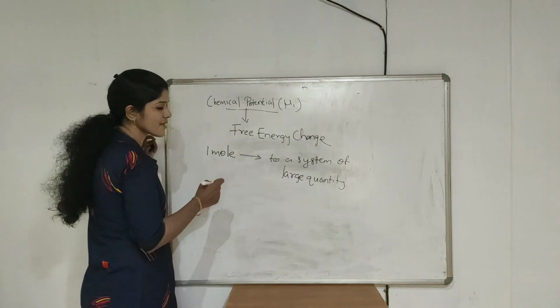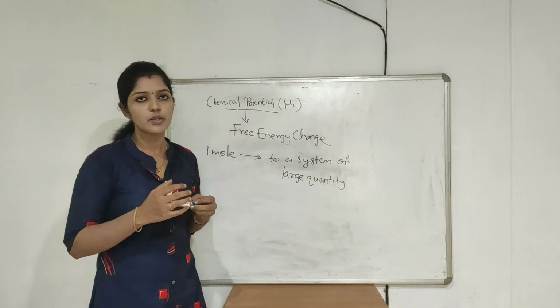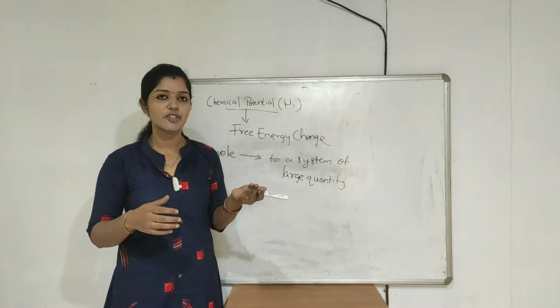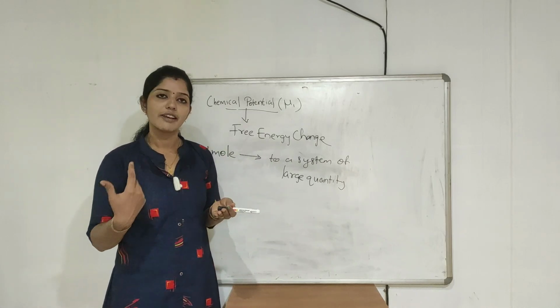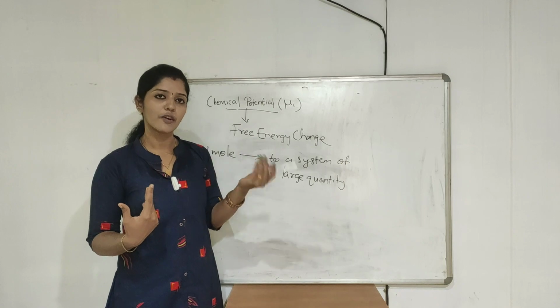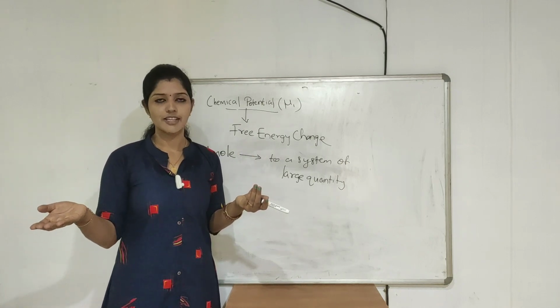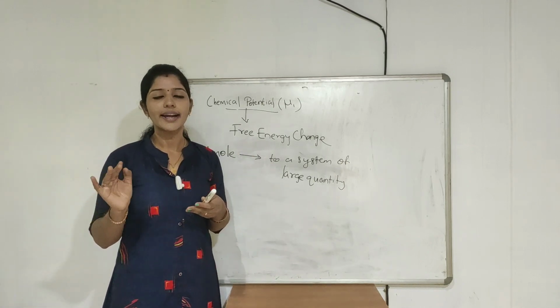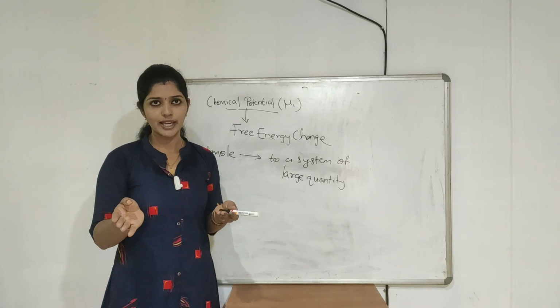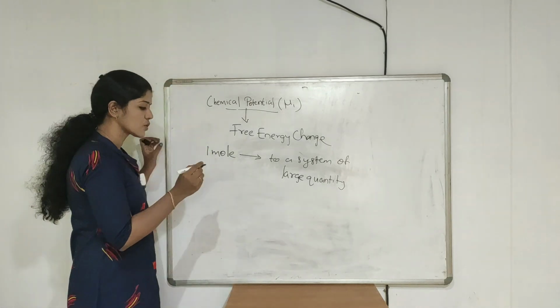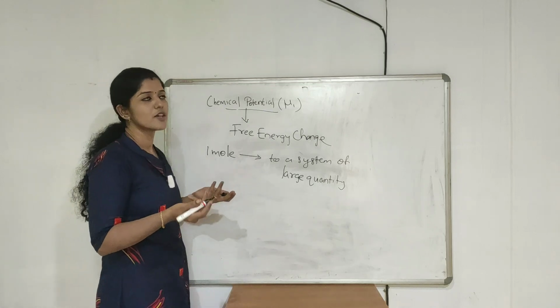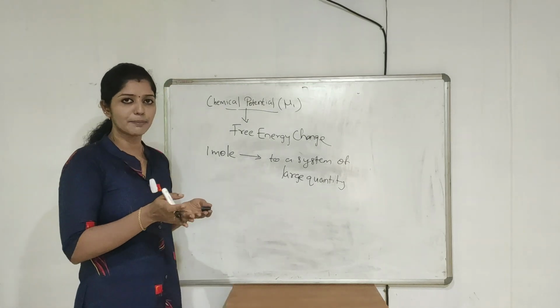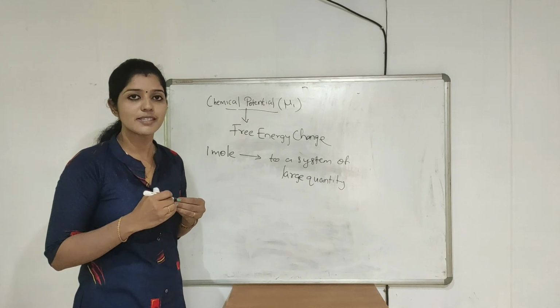Now suppose we have two systems, one system has high potential and another system has low potential, and they are kept close to each other. Always the potential flow will take place from high concentration to low concentration, and this flow will continue until an equilibrium is reached. At equilibrium we know the free energy change will be 0. So always this flow will take place until an equilibrium is reached.